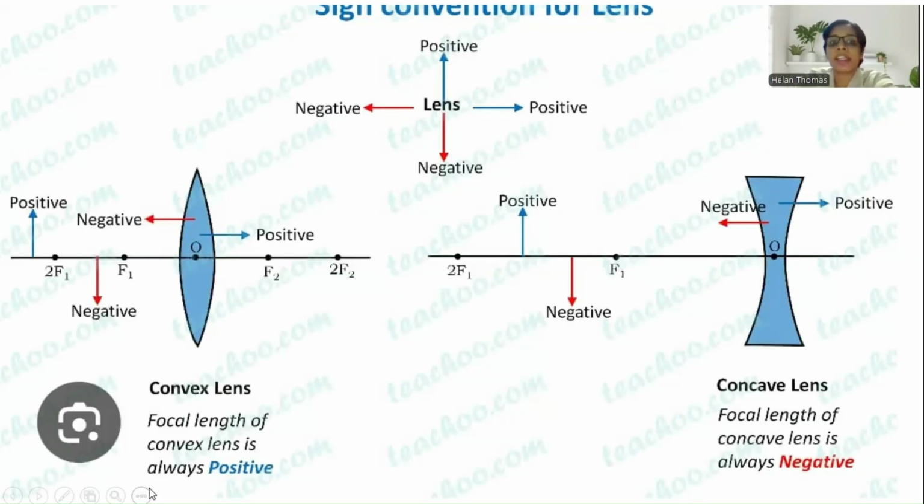Remember, the convex lens will have a focal length which is always positive, because in the case of a convex lens, you have the focus on this side. So you get your focal length always positive. OF2 will always be positive. While in the case of a concave lens, you will have the focal length as negative.